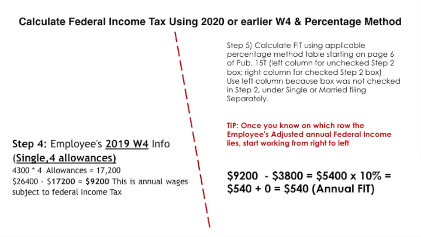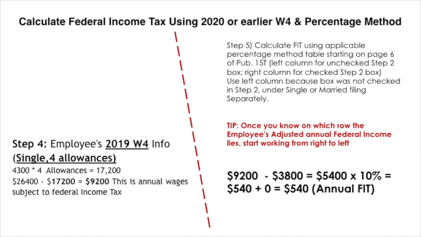If the W-4 that we are using is from 2020 or later, then we are not allowed to deduct any allowances. Then we will deduct the standard deduction. But here we are given the 2019 W-4 info, so we are deducting the total allowances from our annual income. Our annual income was 26,400. From that we will deduct 17,200 and we are left with $9,200. This is the annual wages subject to federal income tax.